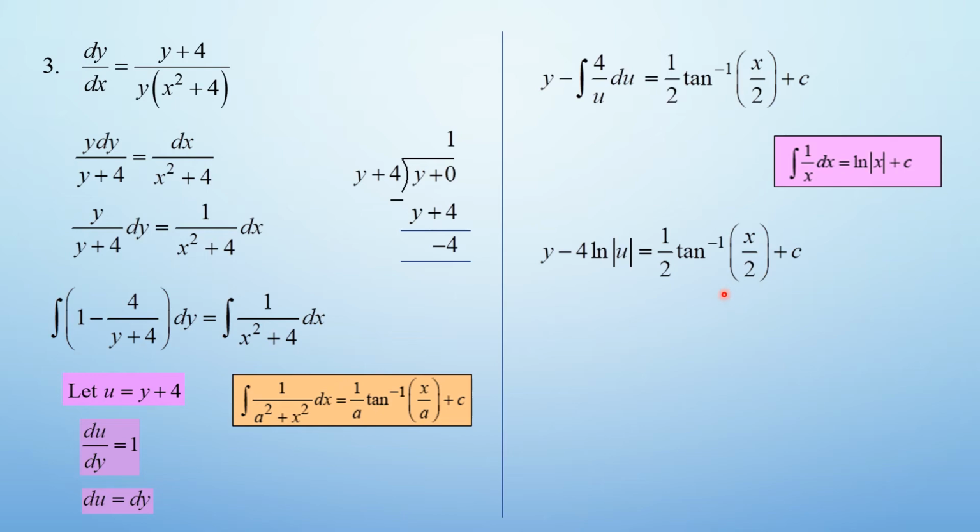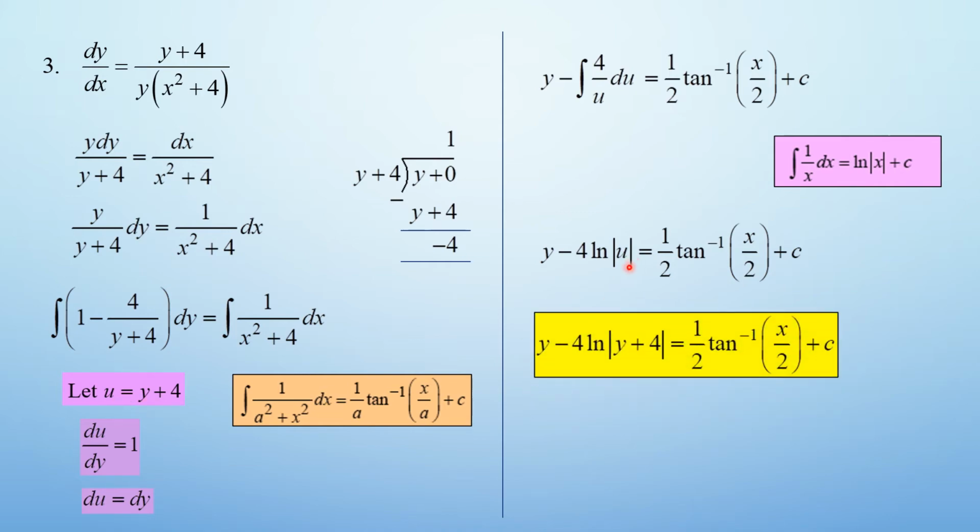But we have to resubstitute u, because u is the variable that we have introduced. u is equal to y plus 4, so replace u by y plus 4, so you get y minus 4 ln of absolute y plus 4 equals to half of the inverse tangent of x over 2 plus a c. And this is a solution for the separable equation, and it is an implicit solution.